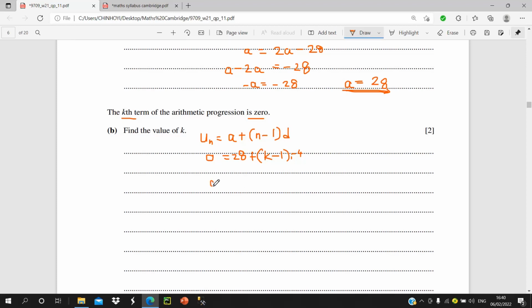So here, if you simplify, we have 0 is equal to 28, negative 4 times k gives minus 4k. Then negative 4 times negative 1 gives plus 4. Let's take this negative k to this side. It will be 4k is equal to 28 plus 4, which is 32.